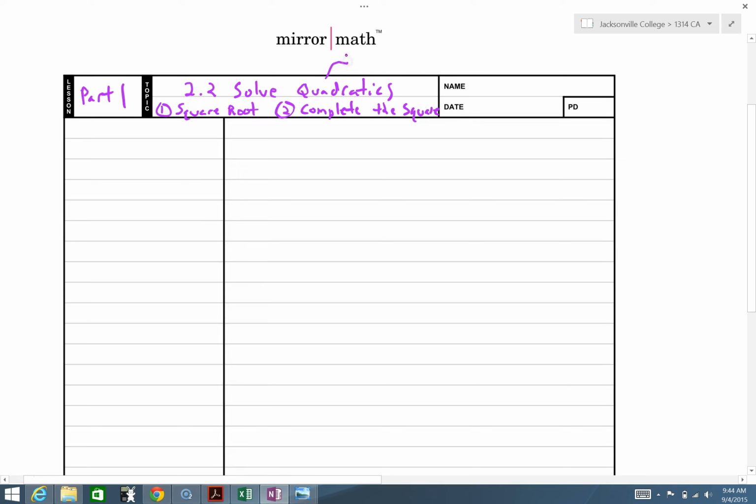Quadratics are equations in the form ax squared plus bx plus c is equal to 0, where the key is this x squared term. Quadratics have the leading term being x squared. The first method we're going to look at is solving by taking the square root.